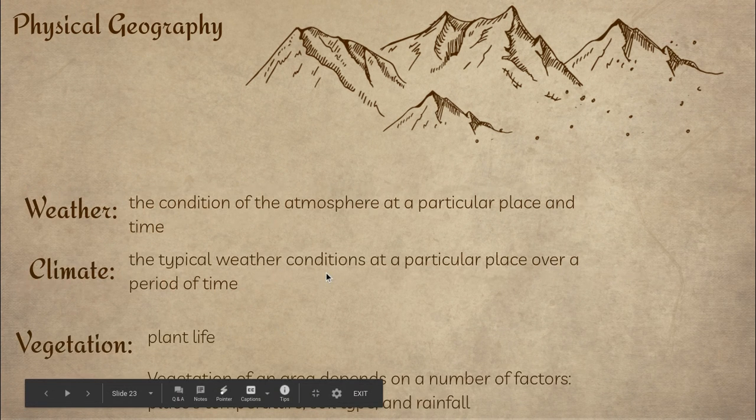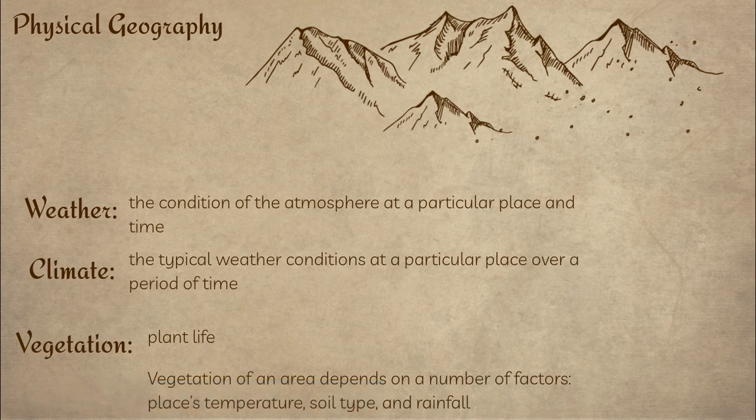Also, you can describe a place's physical geography by its weather. And weather is the condition of the atmosphere at a particular time and place. So weather is the current condition. It is 75 degrees, partly cloudy. So weather is what is happening right now.